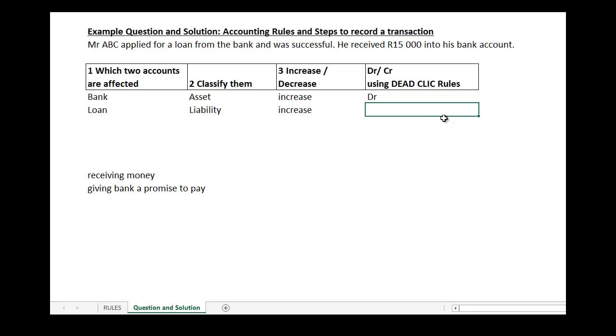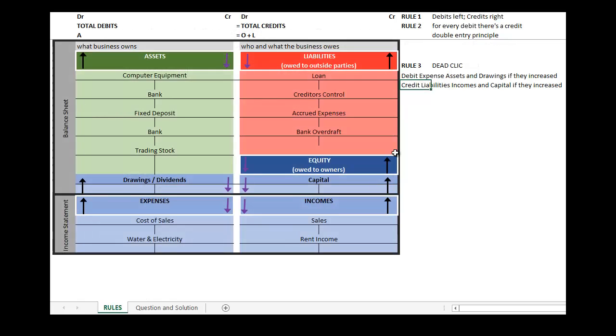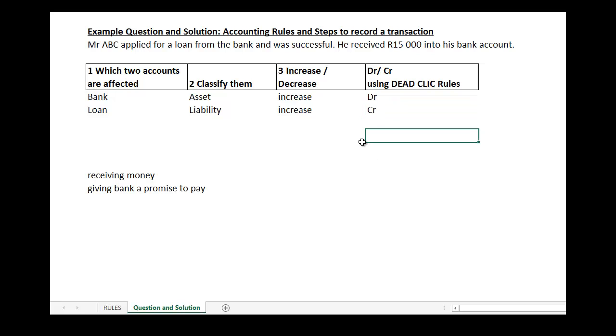Then we already know that the next one is going to be a credit because the second rule says for every debit there must be a credit. So we know this is going to be a credit, but let's just check it. In any case, a liability increased. What does my rule say? Credit: liabilities, incomes, and capital if they increase. There we go. We put a credit, and that is that.